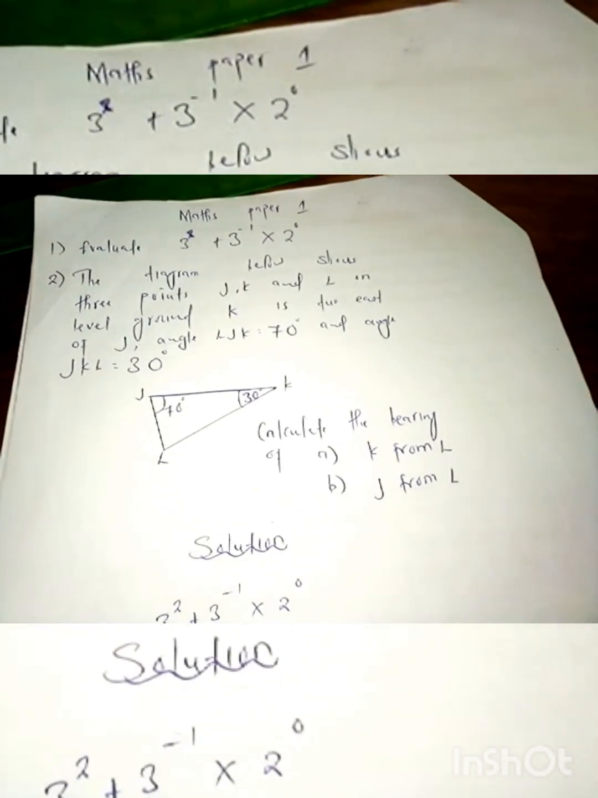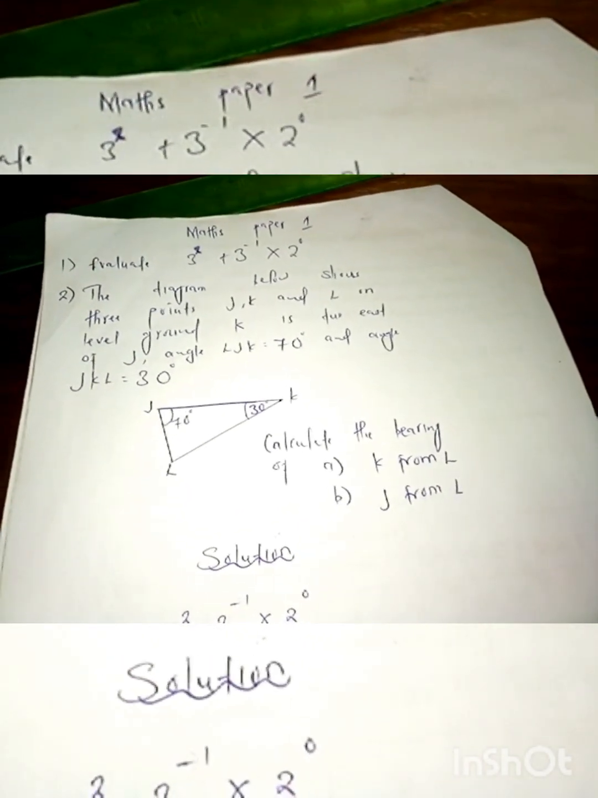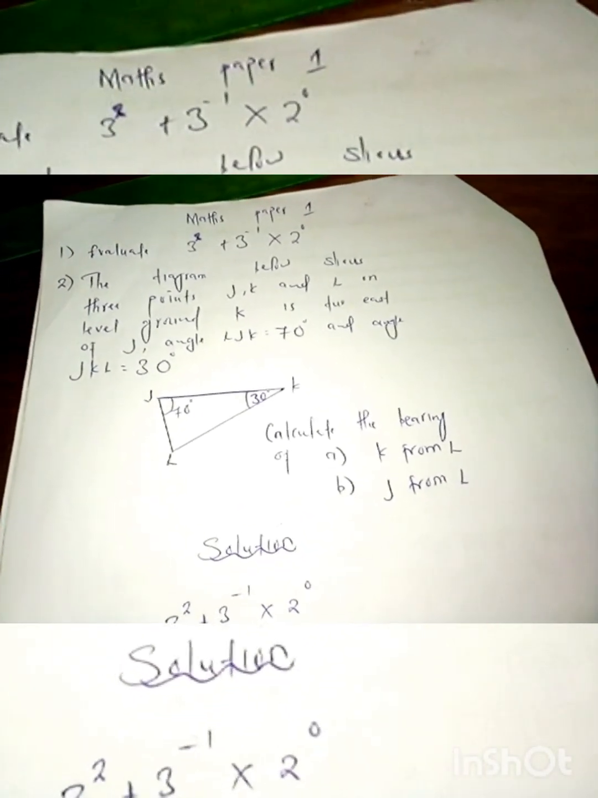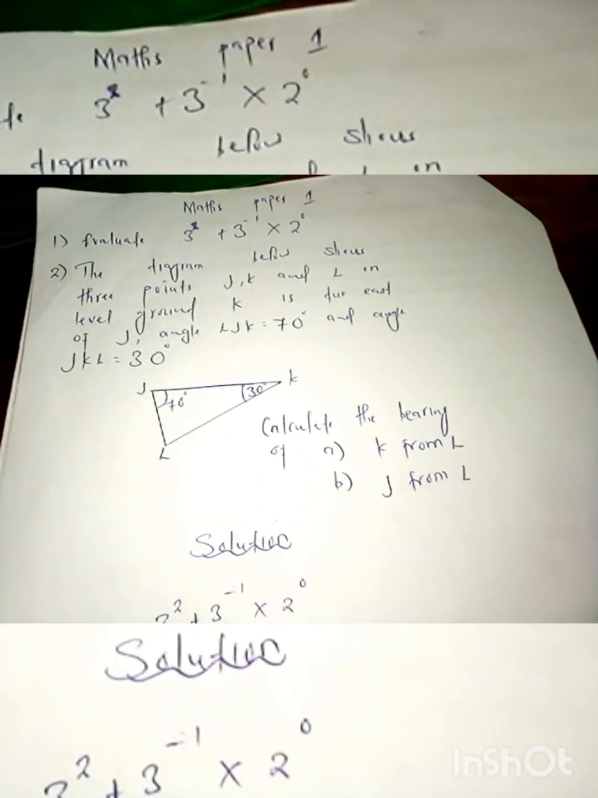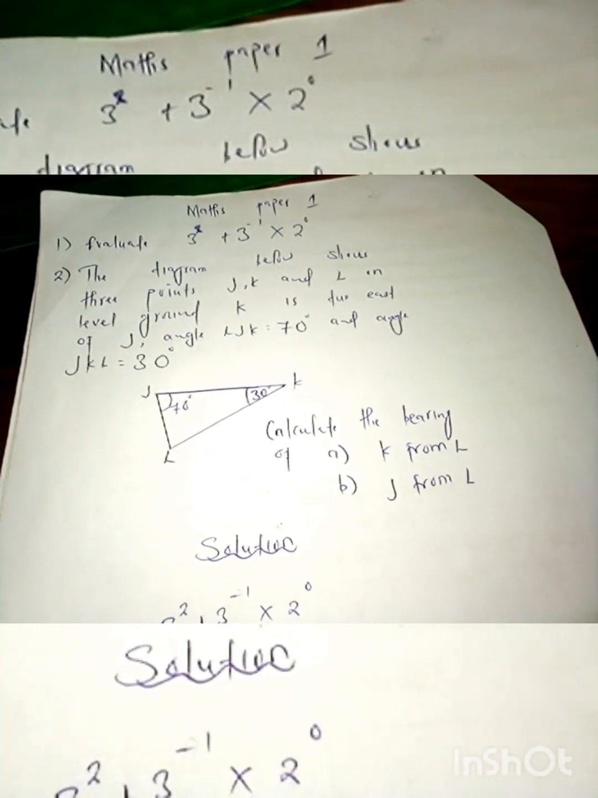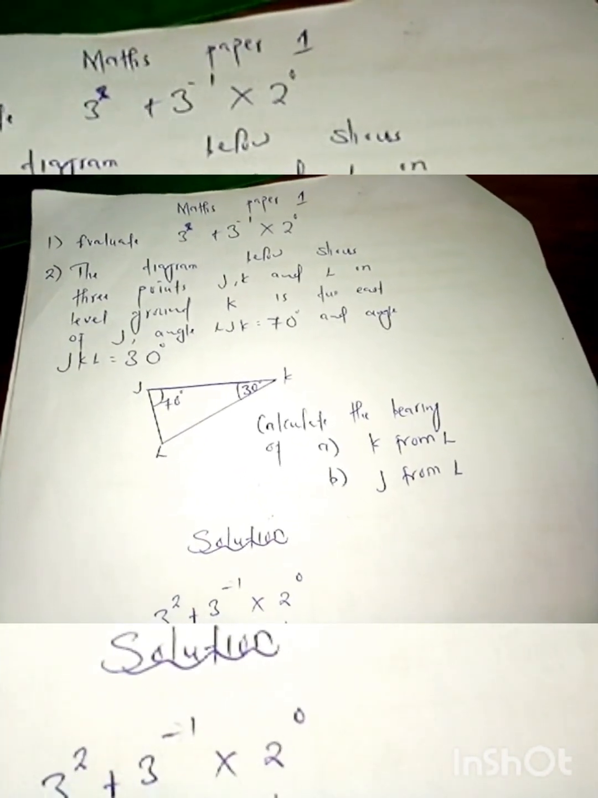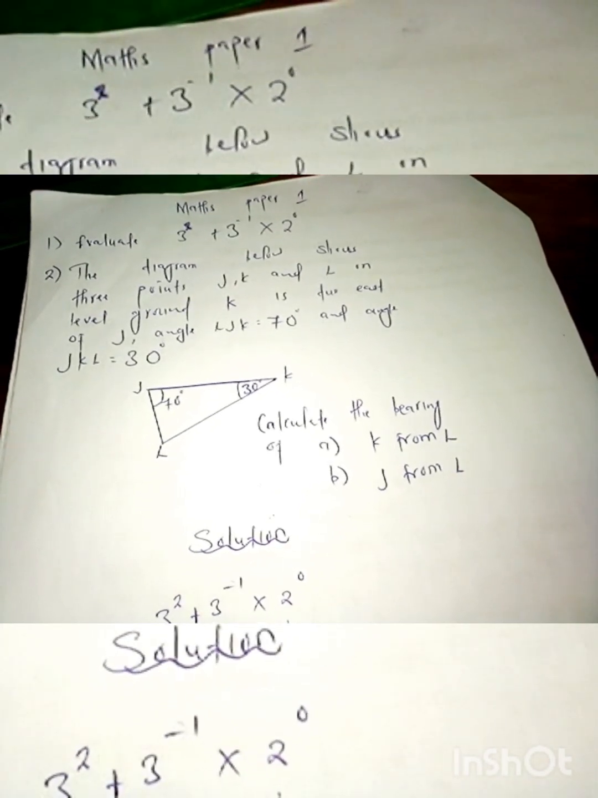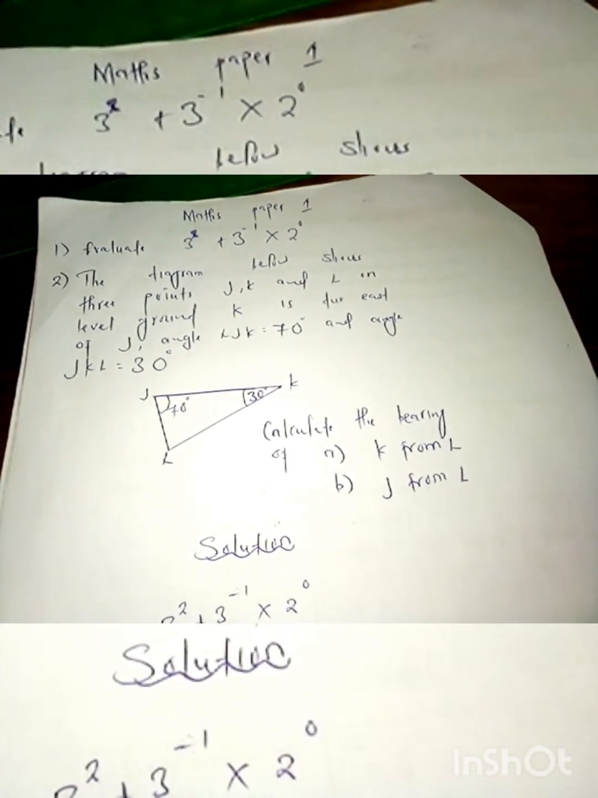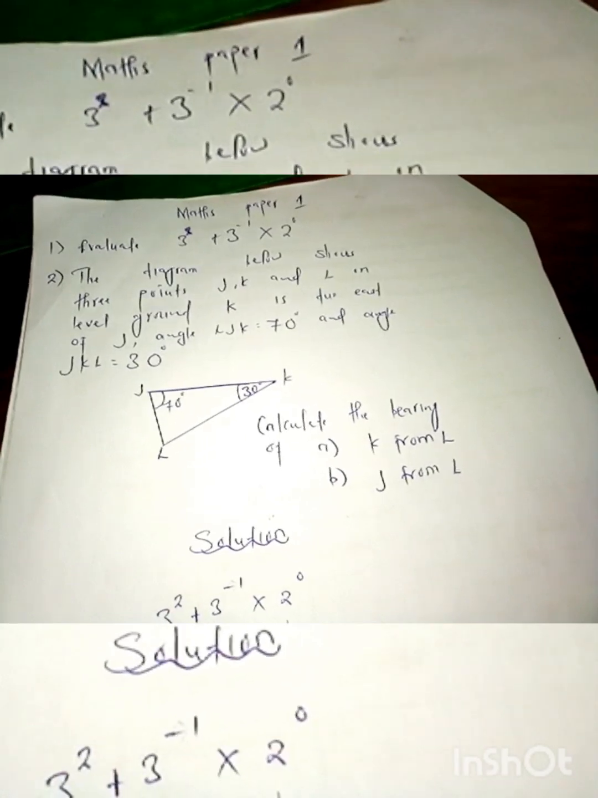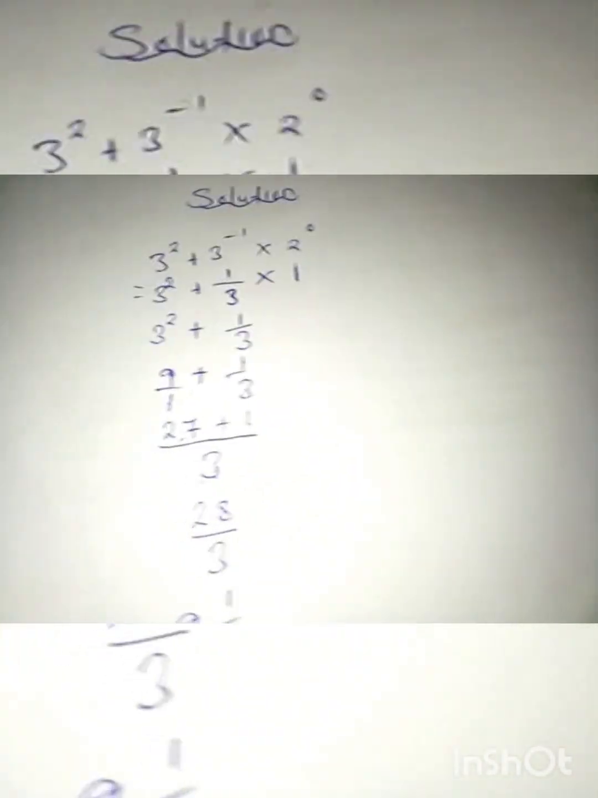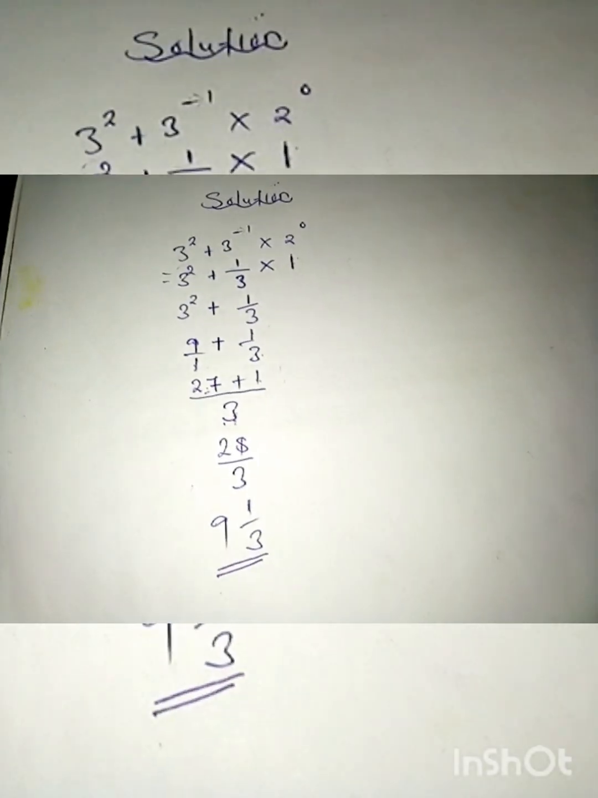In the last video I promised you that the last question which we needed to solve, I'll solve it in the next video, which is this video. So this question here, number one, says evaluate 3 to the power 2 plus 3 to the power negative 1 multiplied by 2 to the power 0. I promise you that you are going to solve it in this video. Here it is. I've already solved it, so we are going to pass through it together.